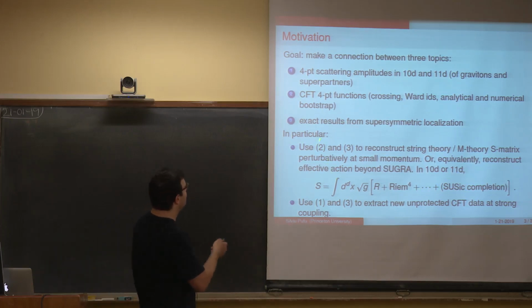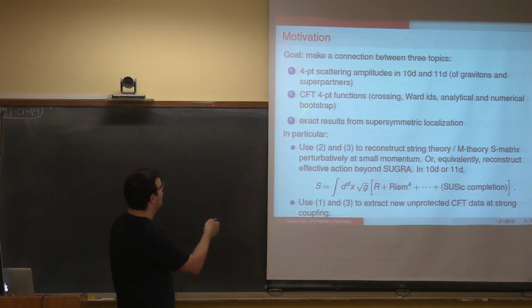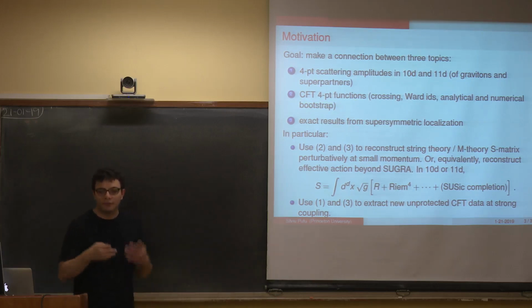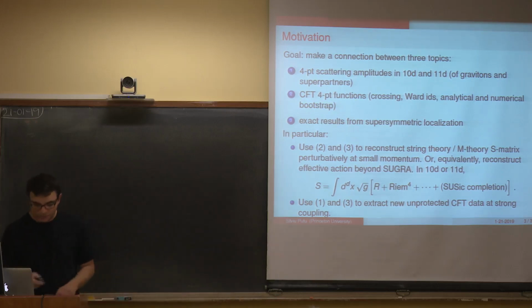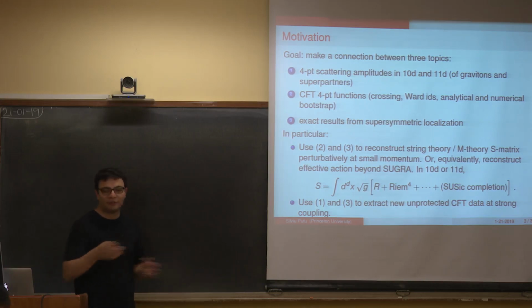So that's one thing that one can do, and the other thing is to use 1 and 3. So use information about the scattering amplitudes and also use what we know from supersymmetric localization to get more information than we knew before about the CFT 4-point functions. So I'll explain both. So I guess the first one is like learning about gravity from the CFT, and the second one would be learning about the CFT from the bulk.